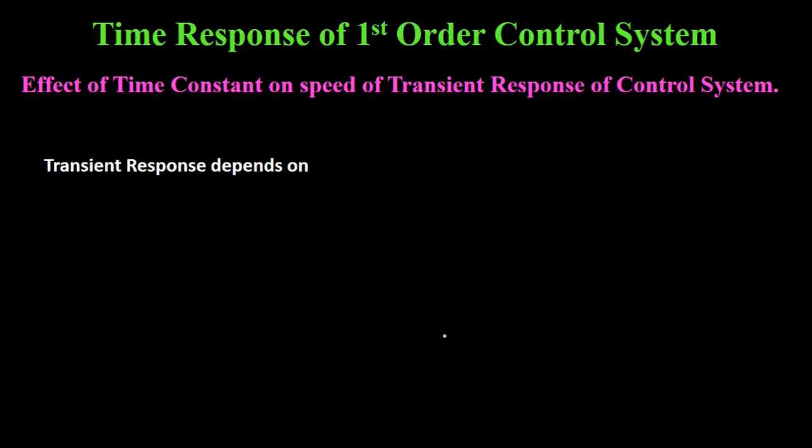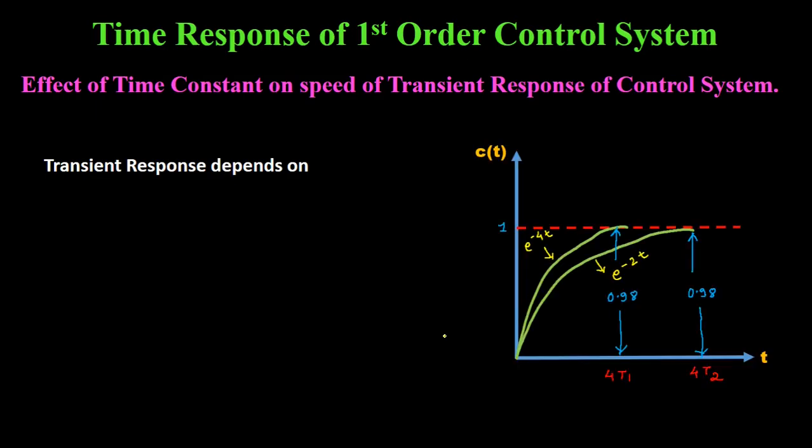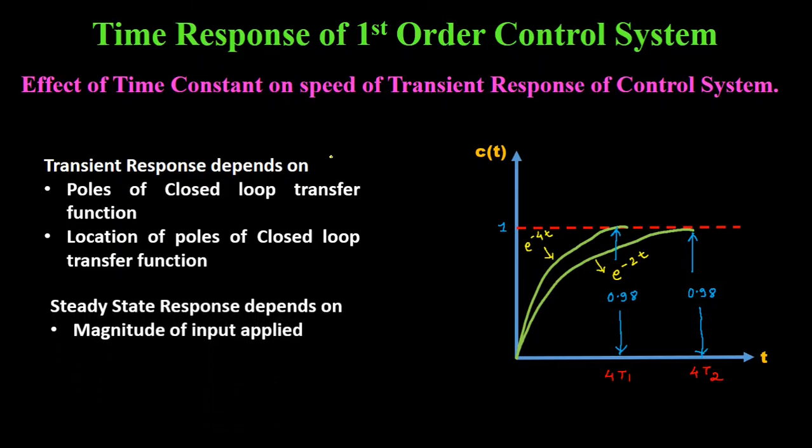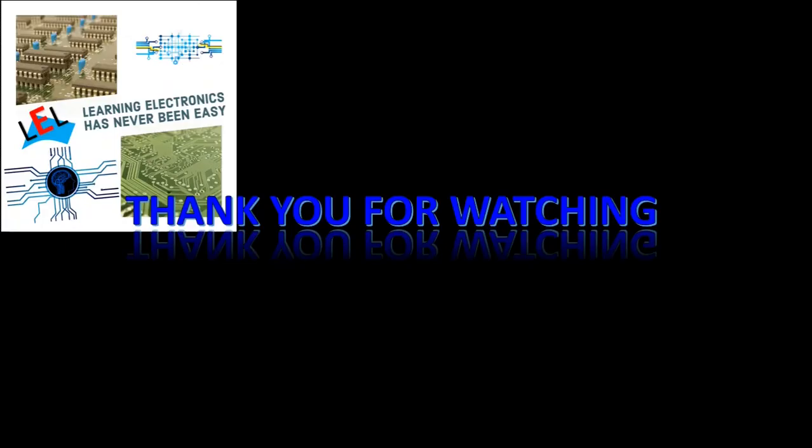Now from this discussion we can conclude that the transient response of the first order control system depends on the poles of the closed loop transfer function and also the location of those poles, but the transient response does not depend on the magnitude of the input applied, whereas the steady state response depends on the magnitude of the input applied. So I hope you have understood the topic.